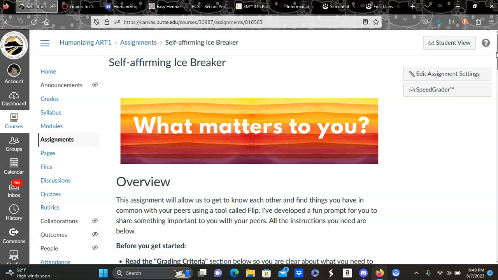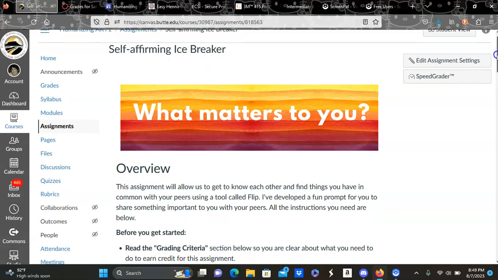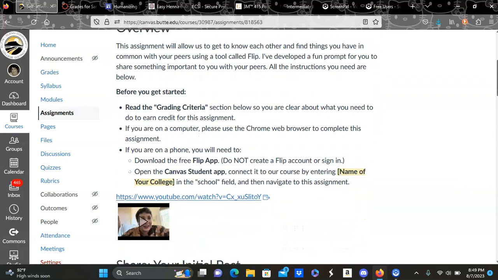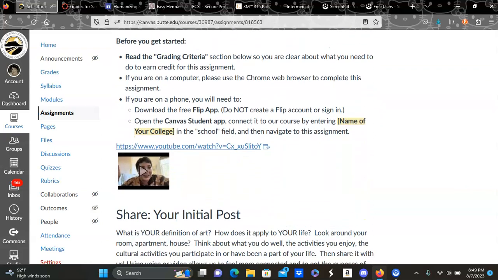So, I love this idea, and I wanted to tailor it to my course. The idea of the self-affirming icebreaker is to have students bring their own ideas and values into the classroom, virtual classroom, to share it with others and to connect. And I wanted to tailor it to my class by bringing in the idea of art.